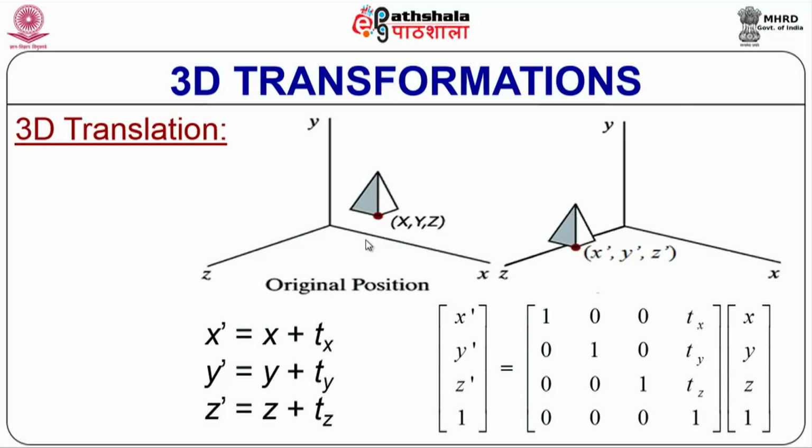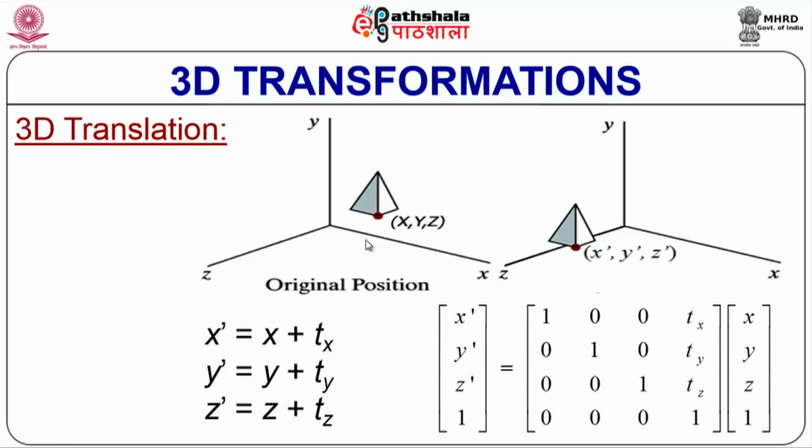X dashed is given by x plus tx, x dashed is the new x position, y dashed is the new y position, and z dashed is the new z coordinate or the z position, and tx, ty, tz are the translational distances along x direction, along y direction, and along z direction, or how much you move along each of these directions.